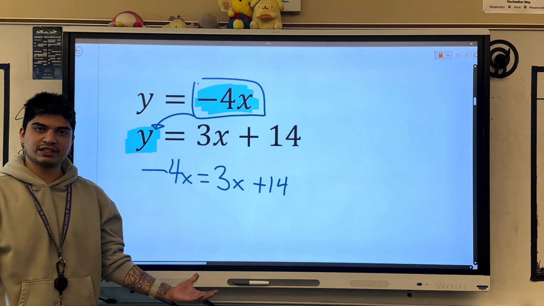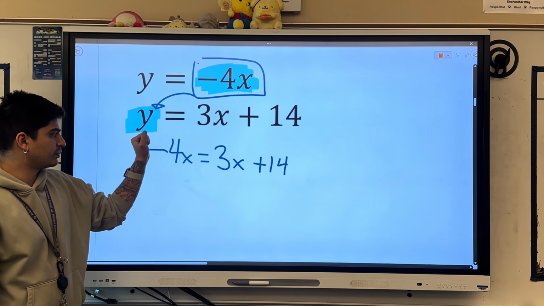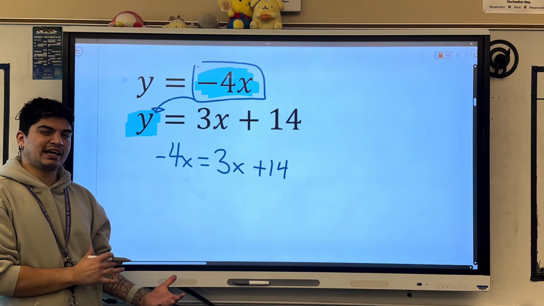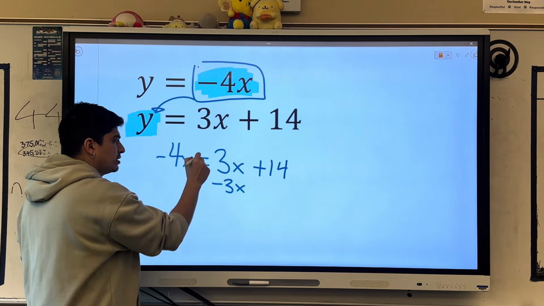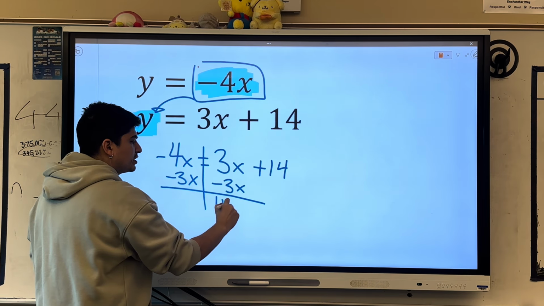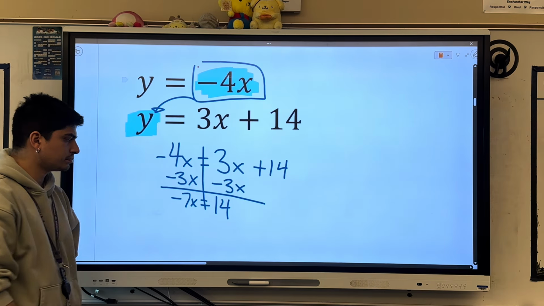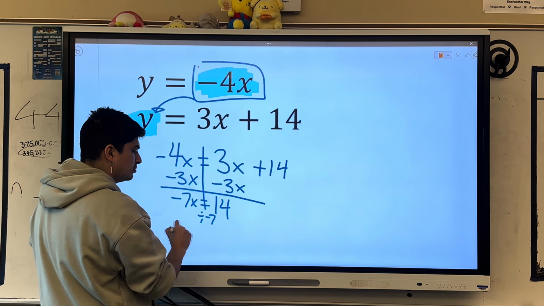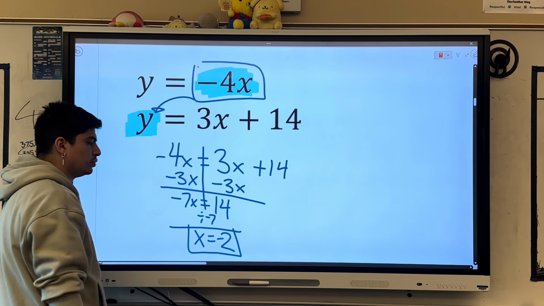Well, okay, so I have an algebra problem again. I'm solving for x. I'm solving for my variable. I'm going to try to consolidate my x's onto one side. So I'm going to go ahead and go minus 3x, and I now have 14 is equal to negative 7x. Divide by negative 7, and you'd get x is equal to negative 2.